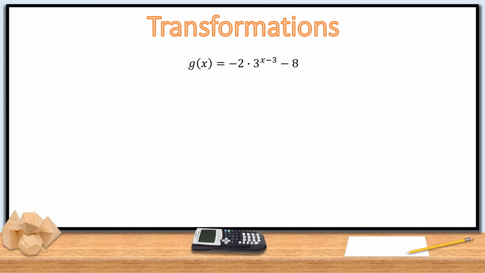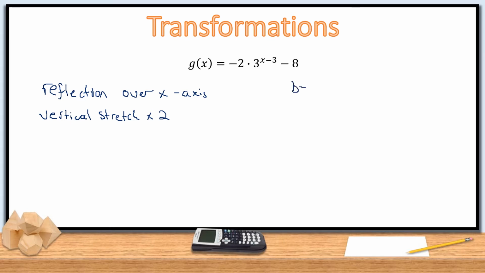So if we're given this function, g of x equals -2 times 3 to the power of (x minus 3) minus 8, we would say, all right, the -2, so there's a reflection over the x-axis. There's a vertical stretch by a factor of 2. The base value is 3, or the growth factor, so this is an exponential growth. So growth factor is 3. That means for every step we take, it's tripling in value. X minus h, so that means x minus h is equal to x minus 3, which means h is equal to 3.